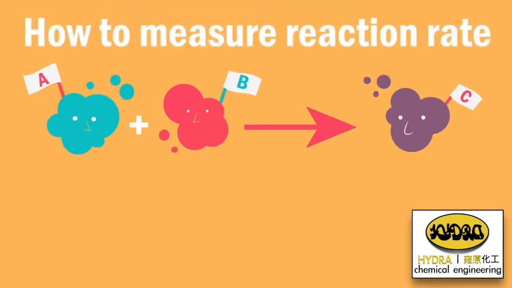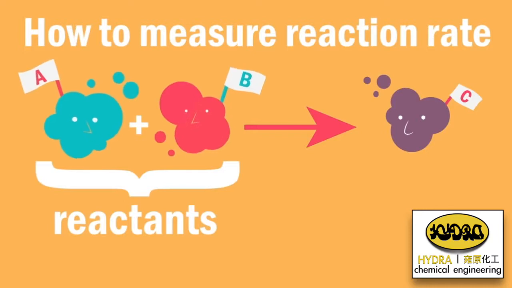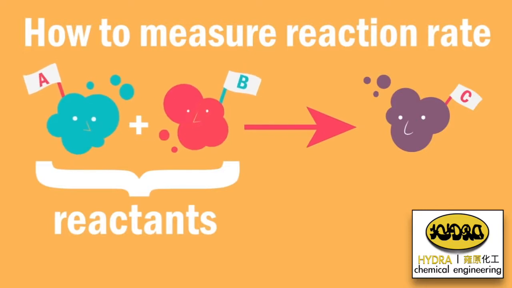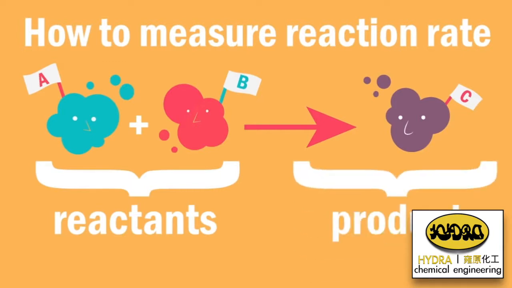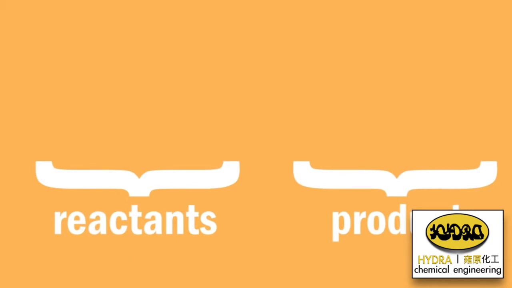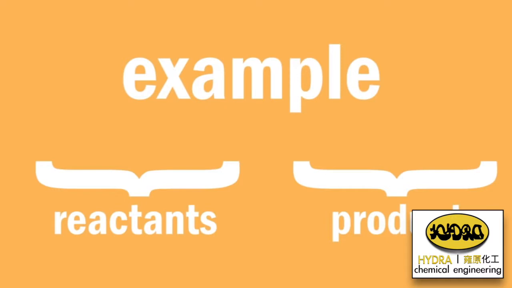The rate of a chemical reaction can be measured in two ways. The first way is to measure how quickly the reactants, that's the substances on the left of the arrow in the equation, decrease. The second way is to measure how quickly the products, that's the substances on the right of the arrow in the equation, increase. Looking at an example for each of these two methods will help you understand this.